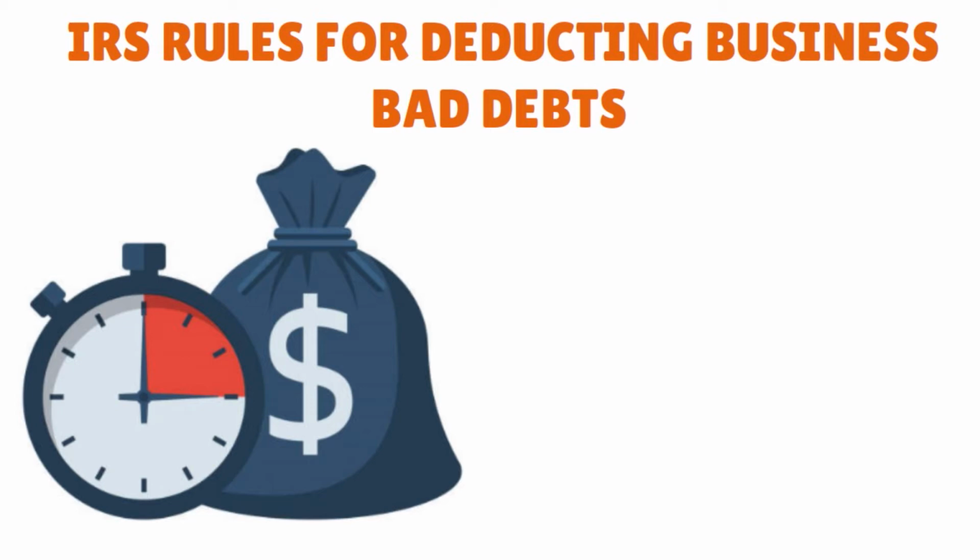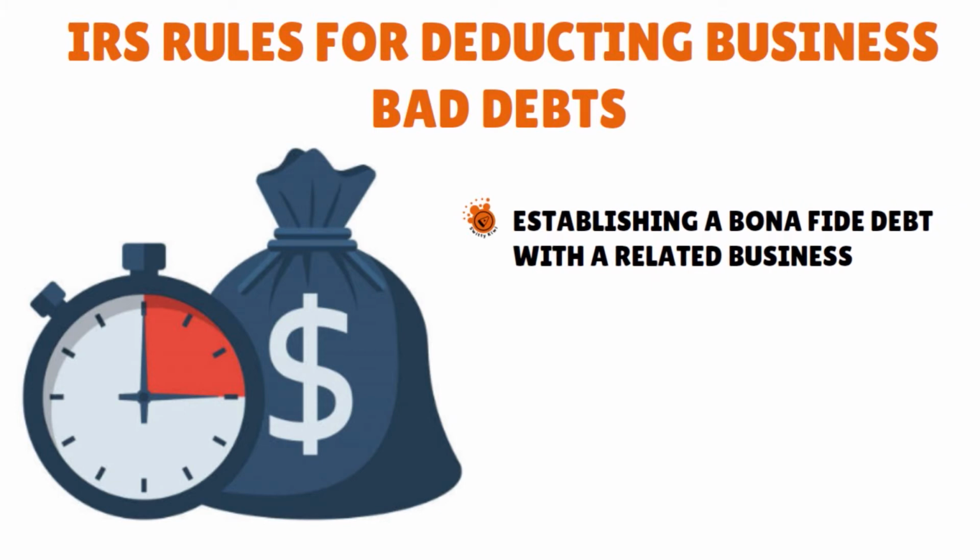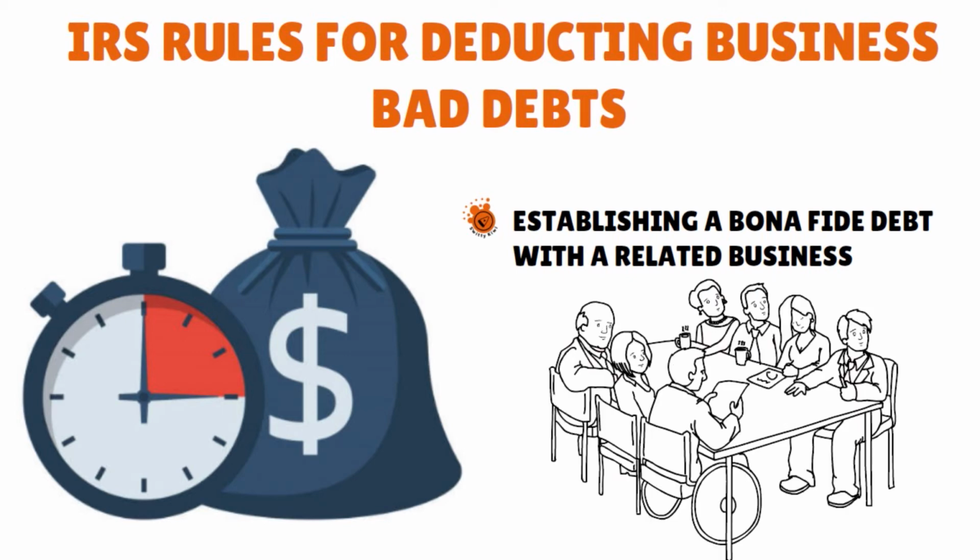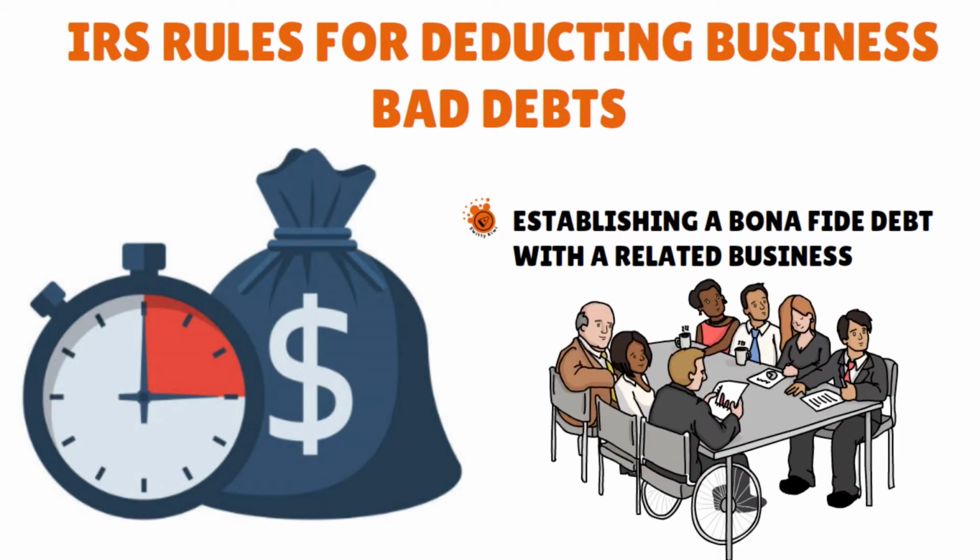First, you need to establish a bona fide debt with a related business. And then you need to distinguish business from non-business bad debts. This is very important in terms of your fiscal strategy here. What is a bona fide debt? This is one that arises from a debtor-creditor relationship based on a valid and enforceable obligation to pay a fixed or determinable amount of money. The taxpayer must be able to show that it was the intent of the parties at the time of the transfer to create a debtor-creditor relationship.